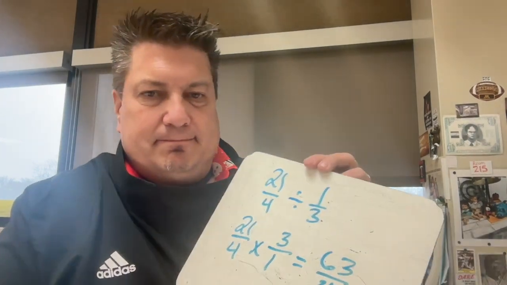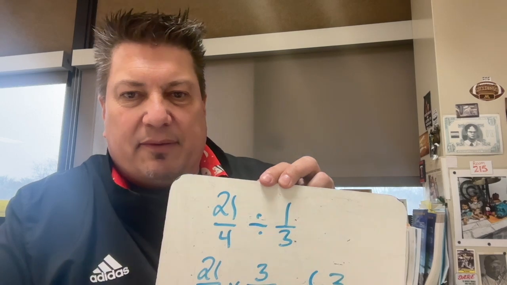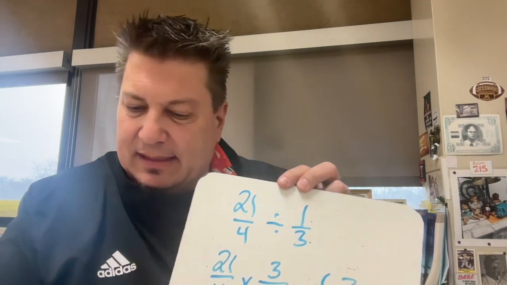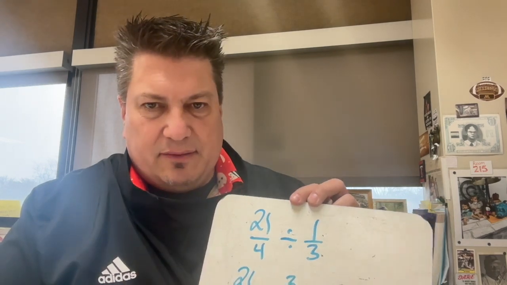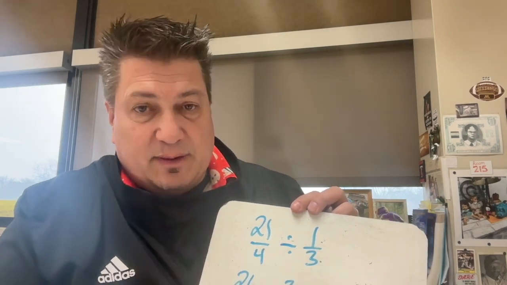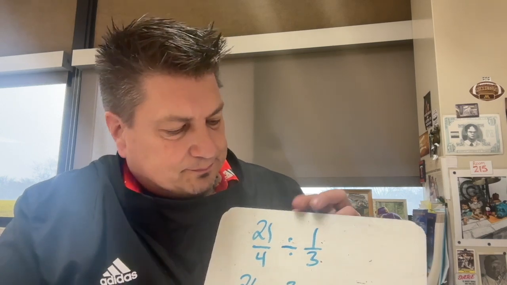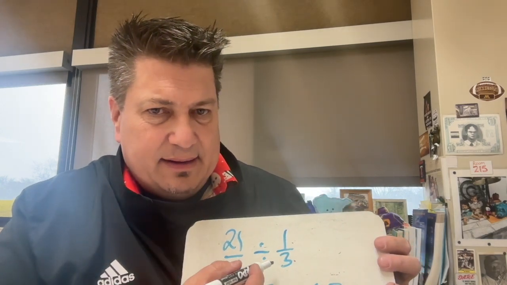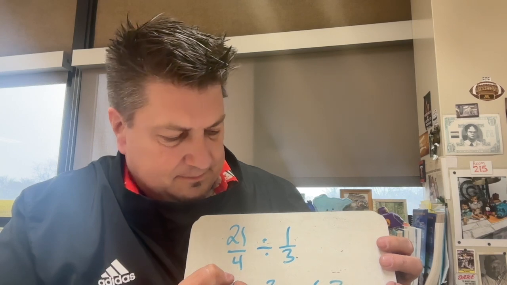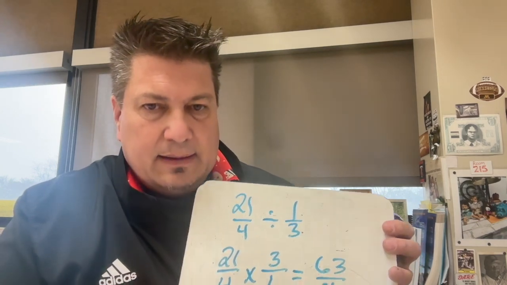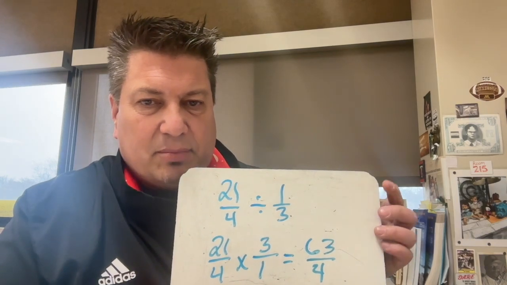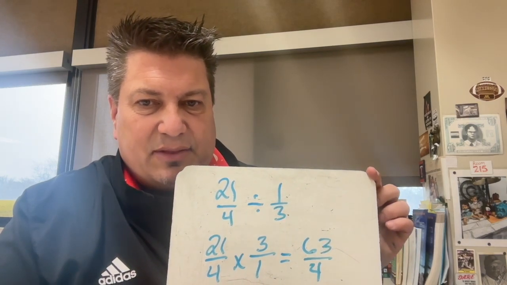I changed 5 1/4 to 21/4. Okay, so I had 4 times 5 plus 1. That's my 21/4. And I need to do a flip and a flip. So I'm going to take that divided by, and I'm going to turn it into a multiply. I'm going to take that 1/3. I'm going to make it 3/1. That's what I get here. And I multiply across, 63/4.